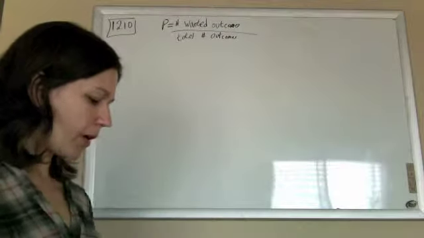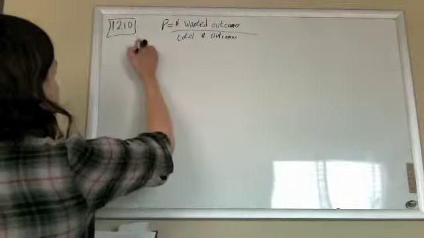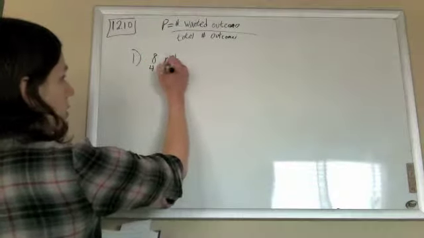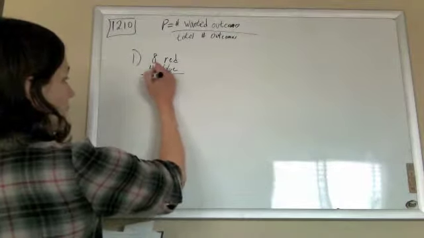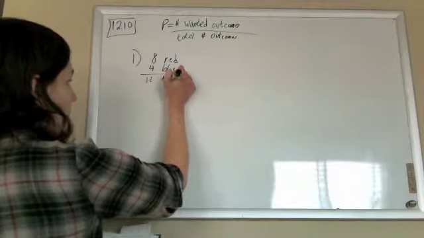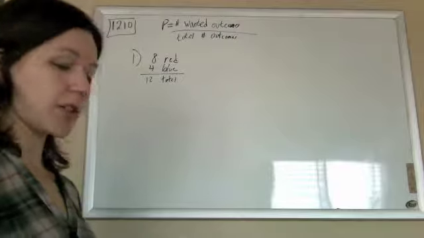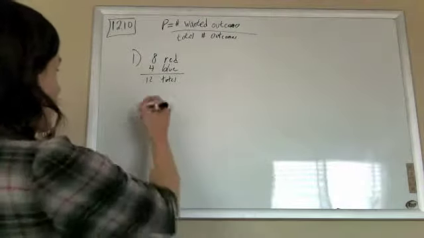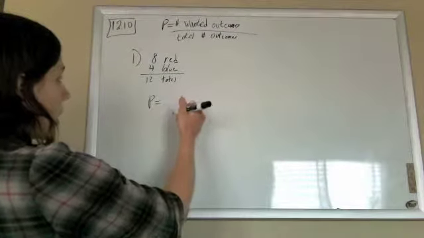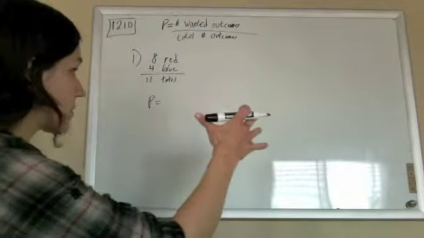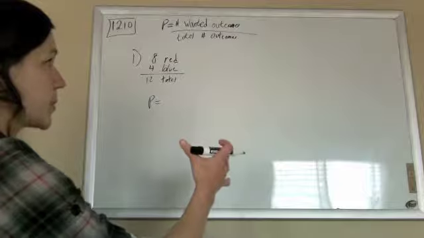So for number 1, we have 8 red balls and 4 blue balls, so 12 total, right? And they want the probability of selecting 4 red balls. So our probability is the number of outcomes that we want out of the total number of outcomes possible.